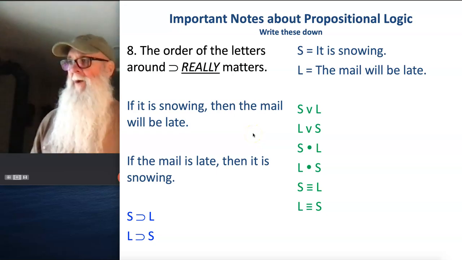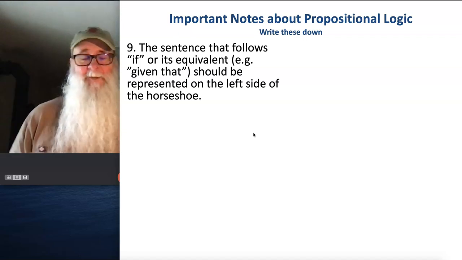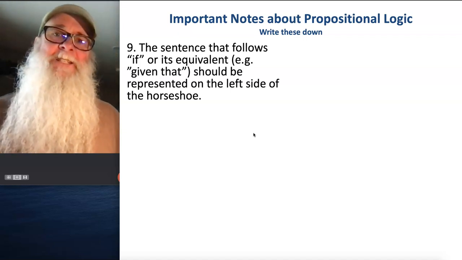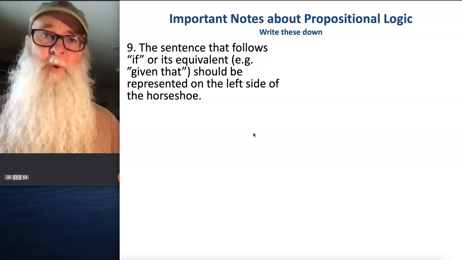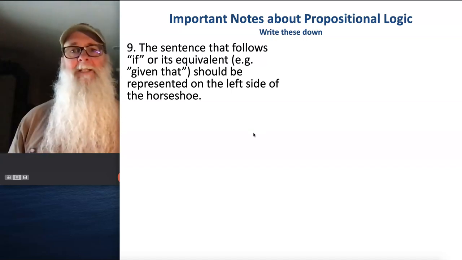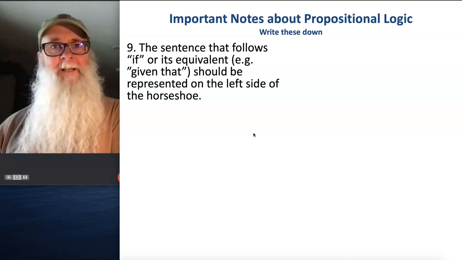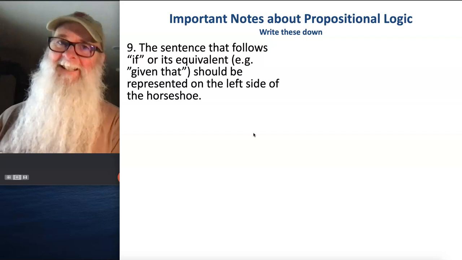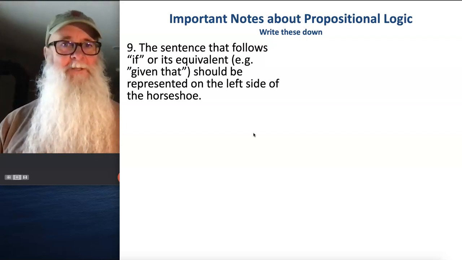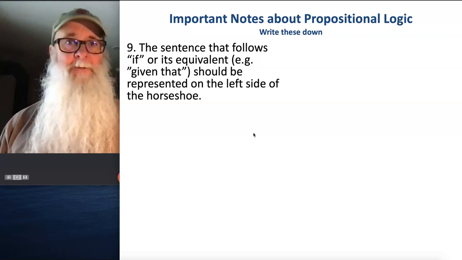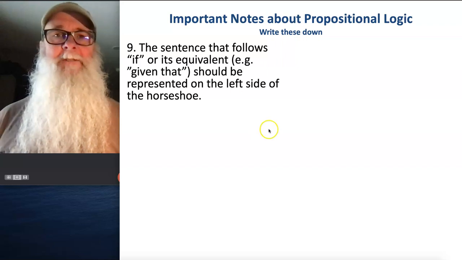And you're asking, well, how do I determine which goes where? One answer is this. If the sentence you're translating uses the word if or its equivalent, the sentence that immediately follows if should appear on the left-hand side of the horseshoe. You want to write this down. If the sentence you're working with includes the word if or its equivalent, like a phrase like given that or assuming that, whatever sentence follows that is going to appear on the left-hand side of the horseshoe.